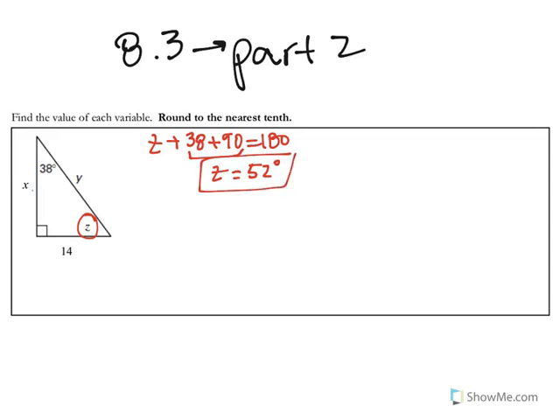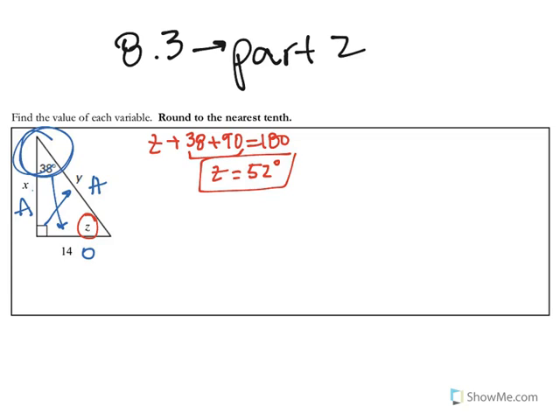Next, we have to find x and y. It doesn't really matter which one you find first. I am going to look at the angle that's already given to me, which is 38. Before I decide what I'm going to do, I'm going to label all my pieces. My hypotenuse is where y is, my opposite is where 14 is, and then my adjacent is where x is. I think I'm going to find y first because that's my hypotenuse.